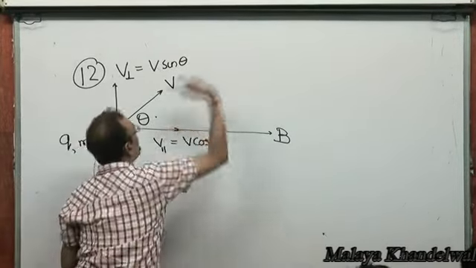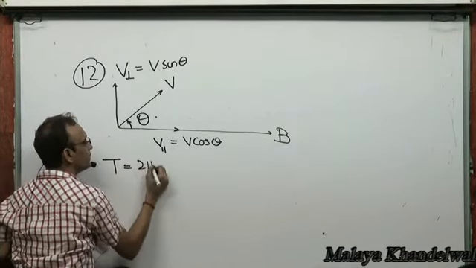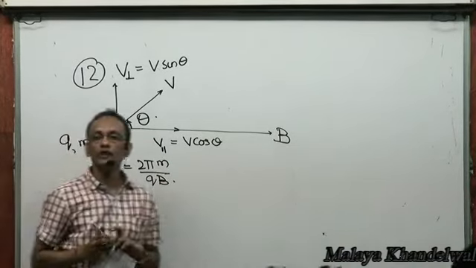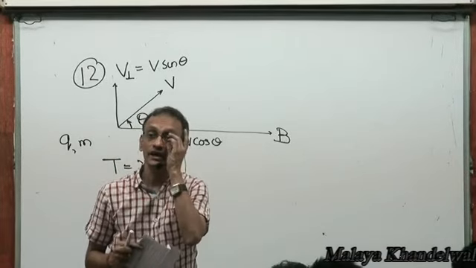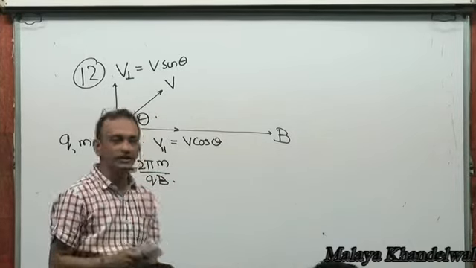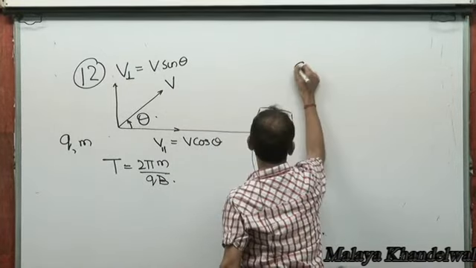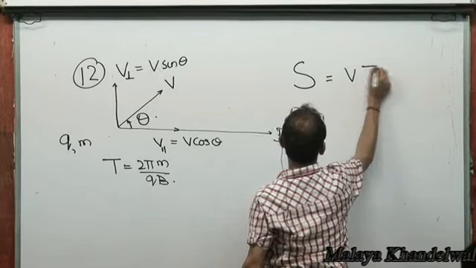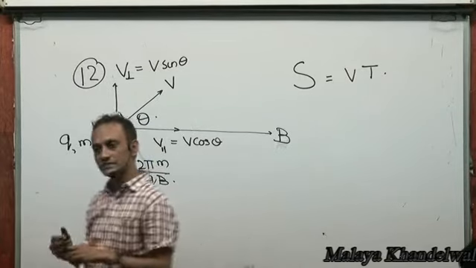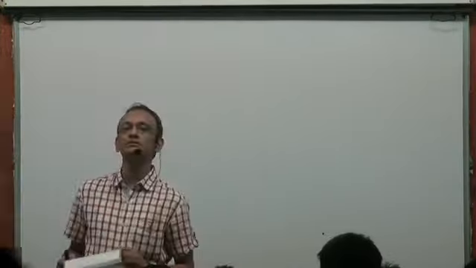The time it takes to come back to the original B line is going to be 2 pi m by qB. We want to calculate the total distance that it covers in a full time period T. Vt, absolutely Vt. Because the speed will remain constant, the total distance covered would be simply V into T, where T is 2 pi m by qB. That's going to be the total distance covered. Yes or no? Right? Got it?